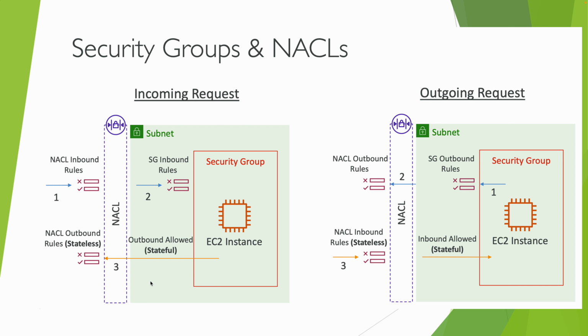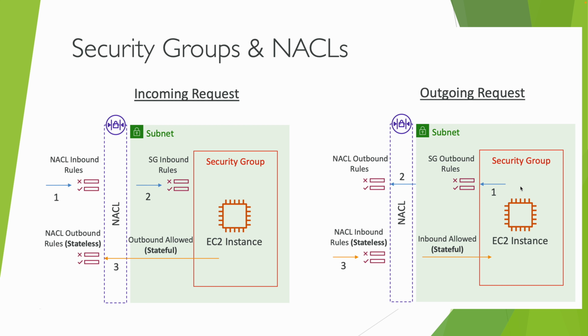So this is about NACLs. Here we have seen how the incoming request enters through the NACL into the security groups, and into the EC2 instance, and how the EC2 instance sends back the outbound traffic, and how the NACL controls it at the subnet level. So if you see the outgoing traffic, when the EC2 instance sends outbound traffic, it goes to the security group, and again it goes to the NACL.